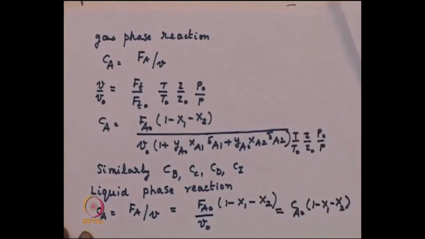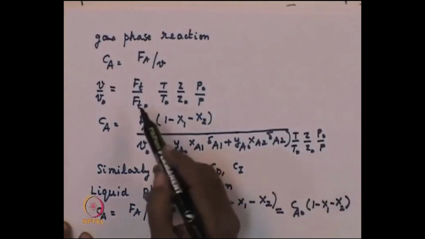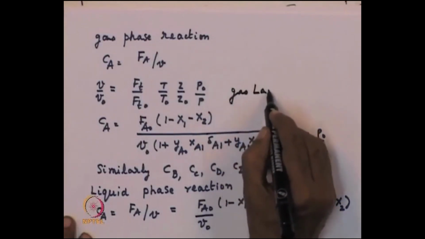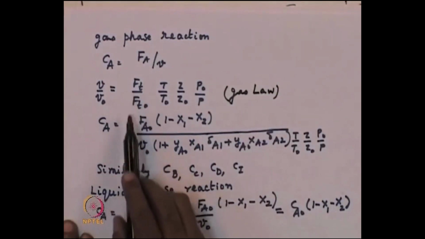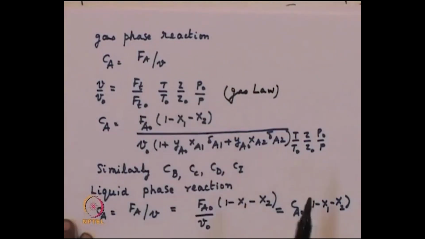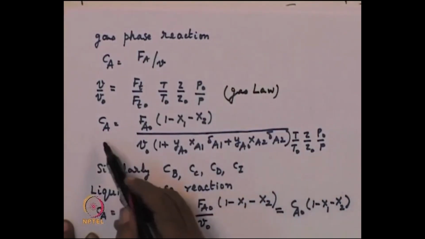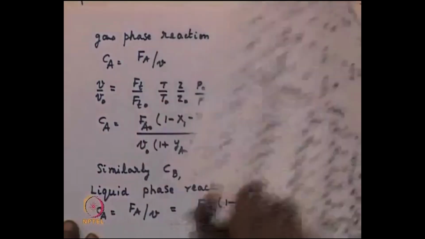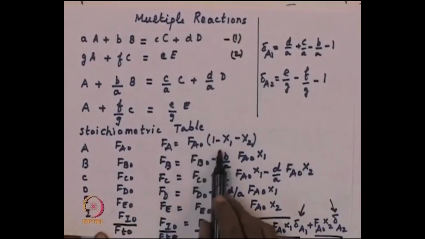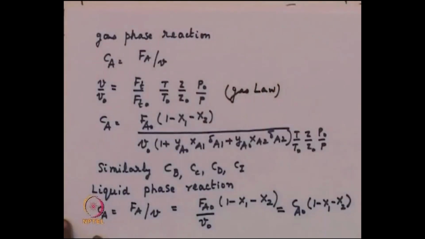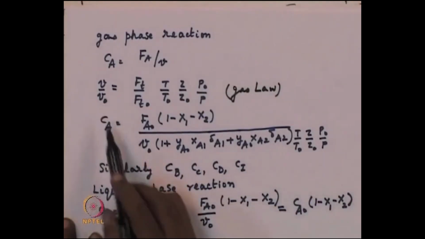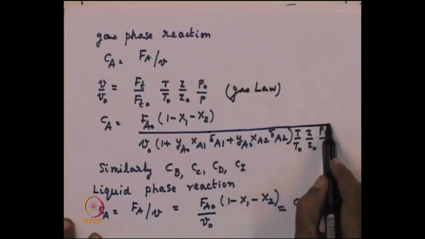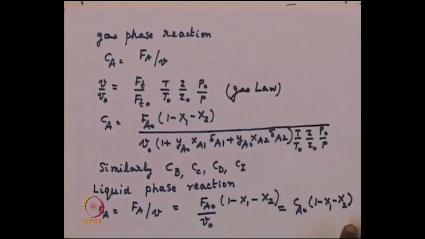So, CA is FA by V, which we said is, by the gas law, something that we know. So, FT by FT0, T by T0, Z by Z0, P0 by P. Therefore, CA is FA0 multiplied by the amount of A that is remaining. The amount of A remaining is given by FA0 times (1 minus x1 minus x2). Then V is V0 times all these terms, which take into account the effect of temperature, pressure and all that.